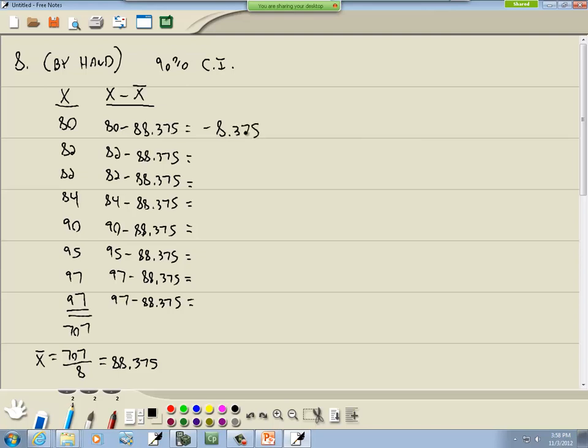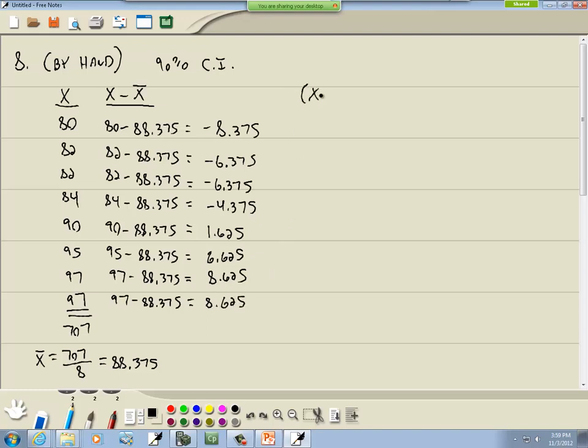Negative 8.375. I'll do a second enter, bring up my previous entry. And then negative 6.375, and this one will be negative 6.375. And then this will be negative 4.375. And then 1.625. 6.625. And 8.625. And this is 8.625.